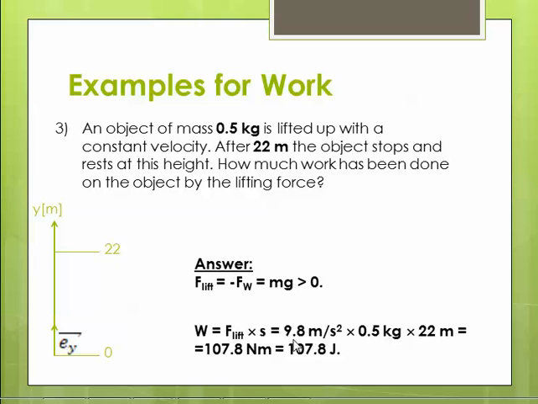Now please get your calculators out. 9.8 times 0.5 times 22 equals 107.8. Let's consider the units. We've got kilogram times meter per square second. That is newton. And here we've got meter. So the unit is newton meter or joule.